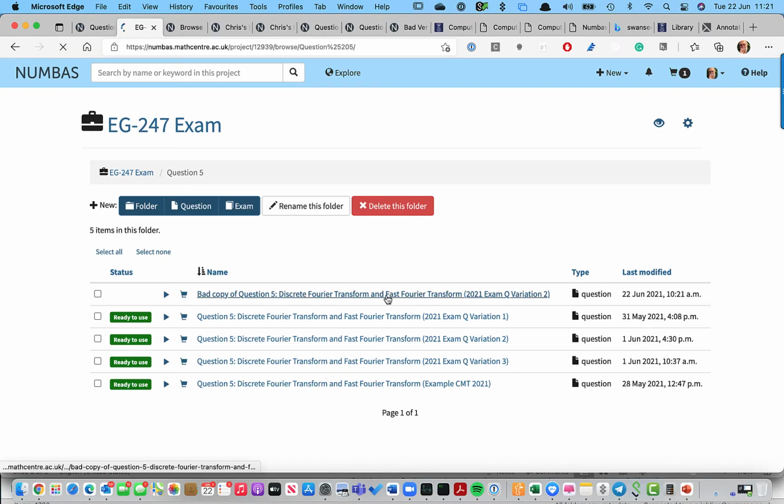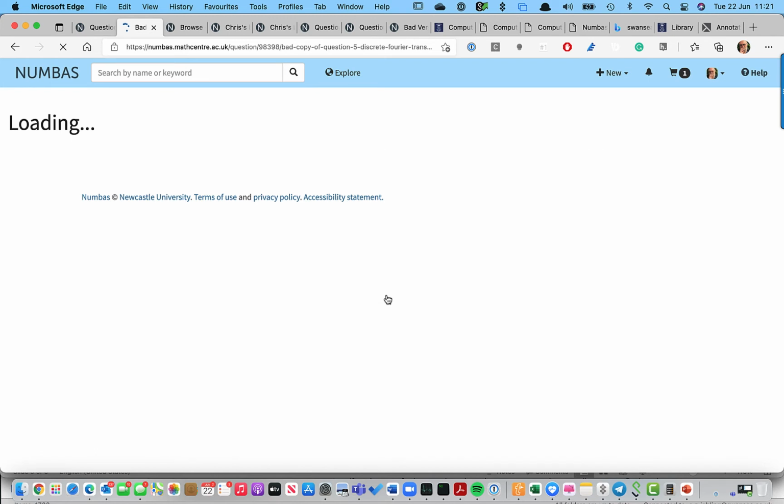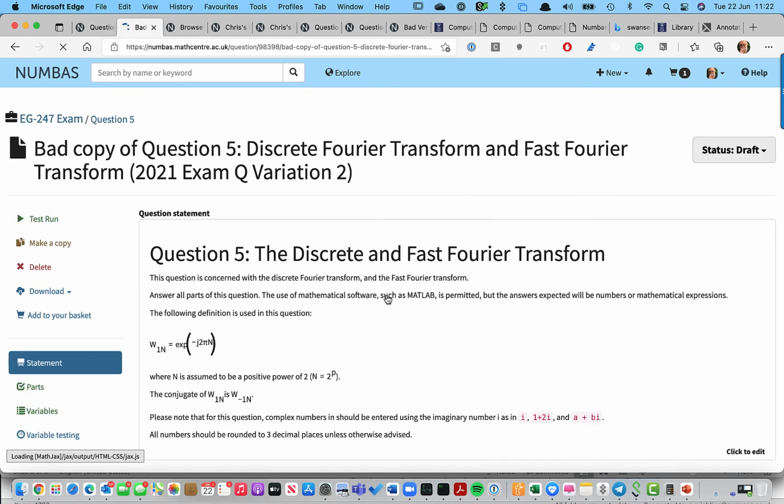So if I go back, we can see what the problem is here. This is question 5, and in question 5, as we'll see in a second, the gap question is set up wrongly.